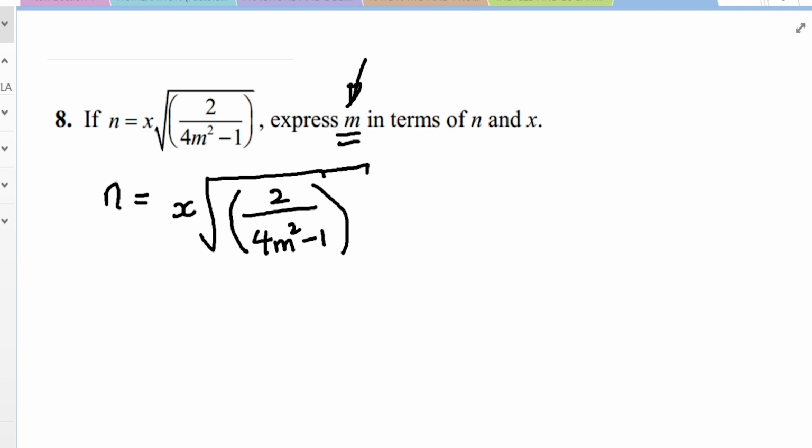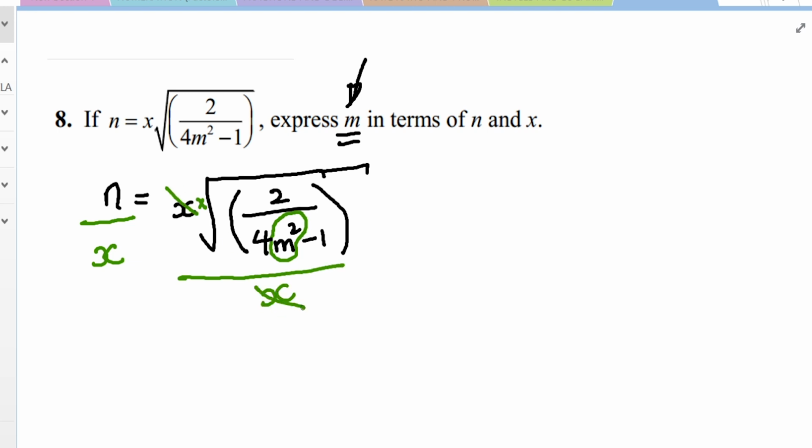So the m is right there. We need to isolate it and make sure it's on its own. We are now dismantling this whole expression so that we get to m squared, so that eventually we make m be on its own side. So let's first divide by x on both sides so that we first remove that x.